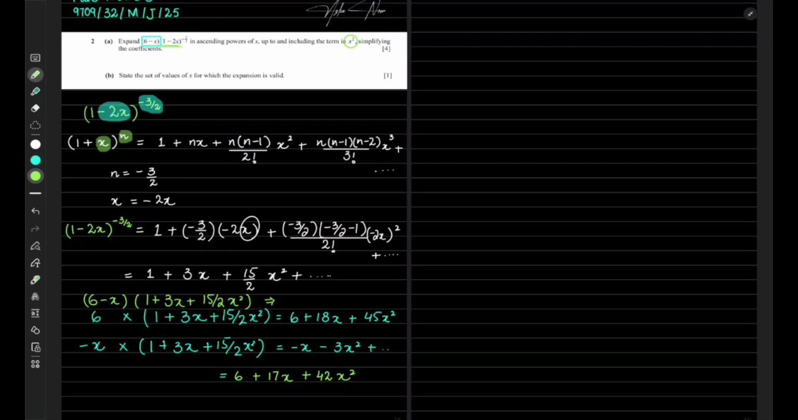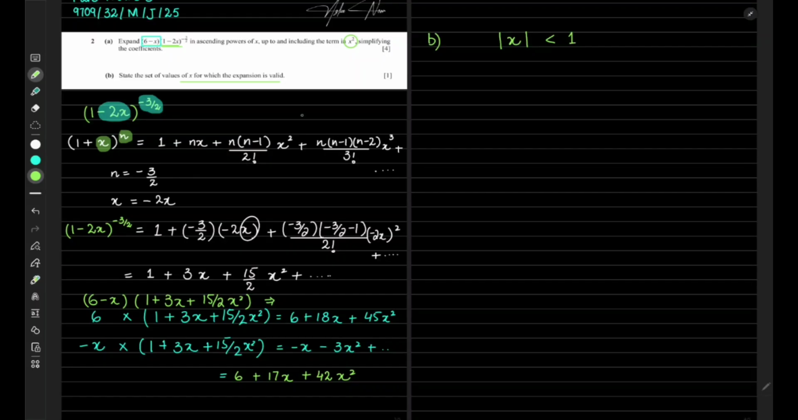Now part B: state the set of values of x for which the expansion is valid. Okay, for which values the expansion is valid depends on your x term. Whatever your x term is, here the x term is actually minus 2x. So this binomial expansion is only valid when the modulus of 2x is less than 1.